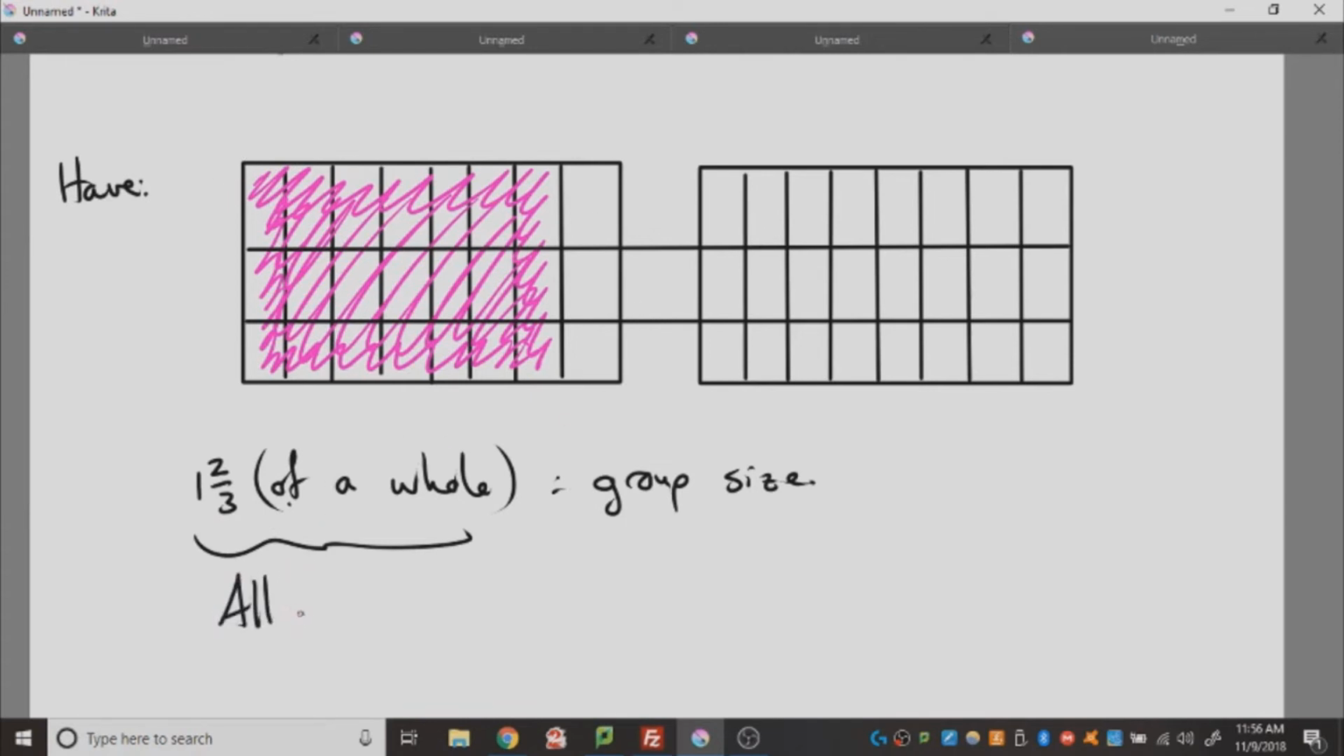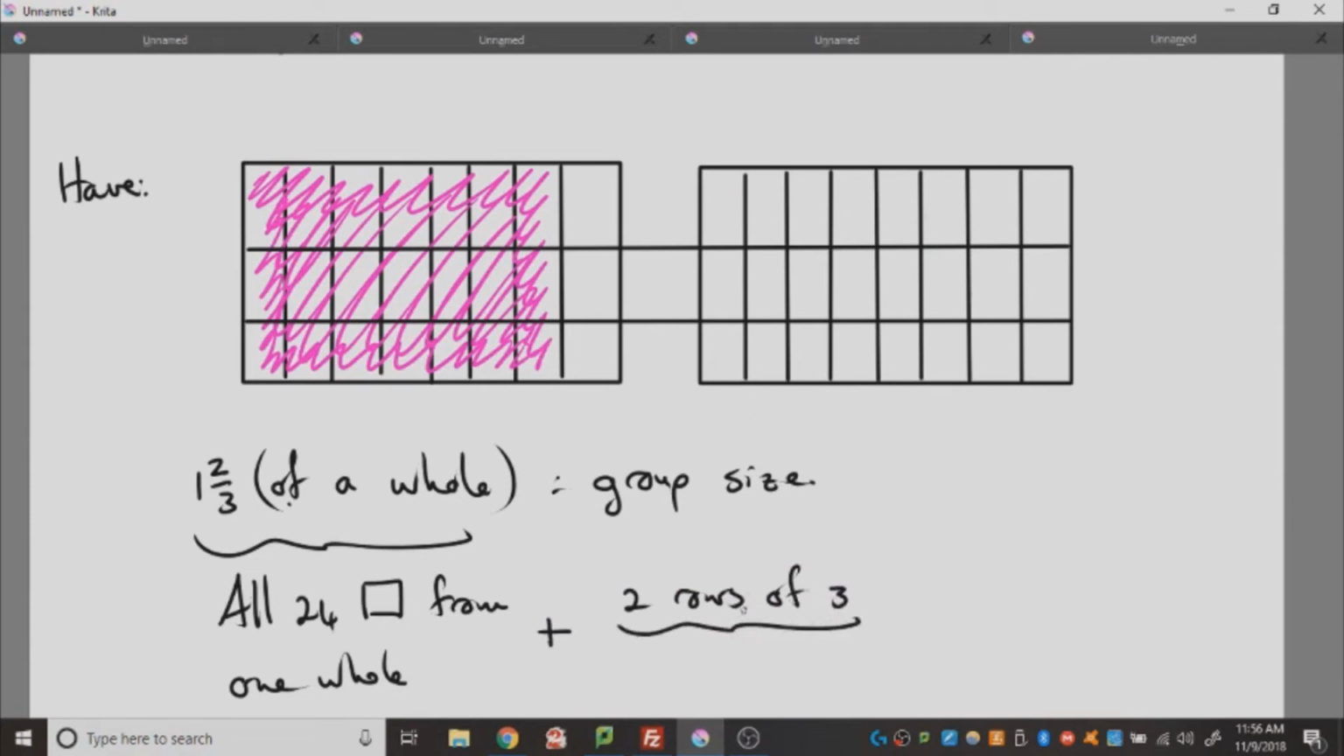So let's write it out. All 24 little squares from 1 whole rectangle with another 2 rows of the 3 rows, and that would give me 16. So together I have 40 little rectangles, little squares. Let's call them squares. And that is my group size.